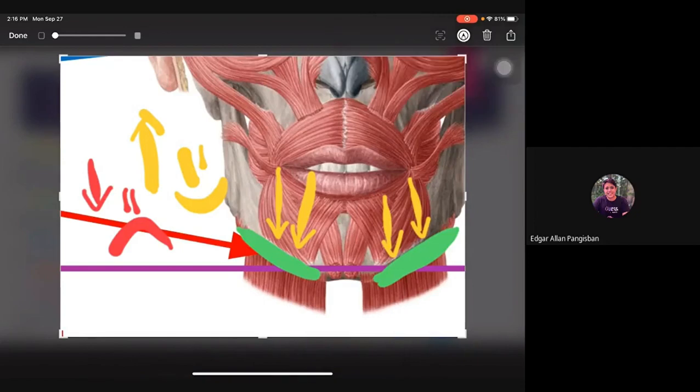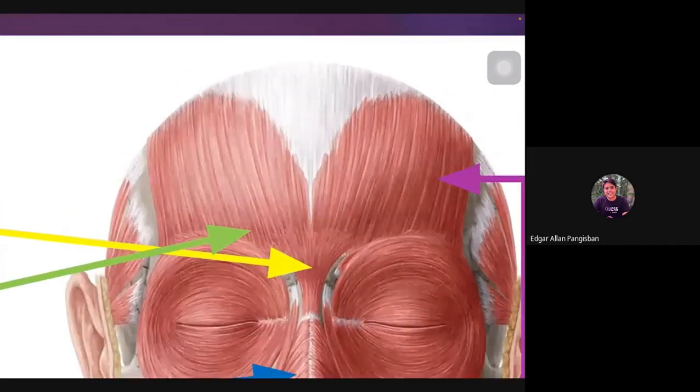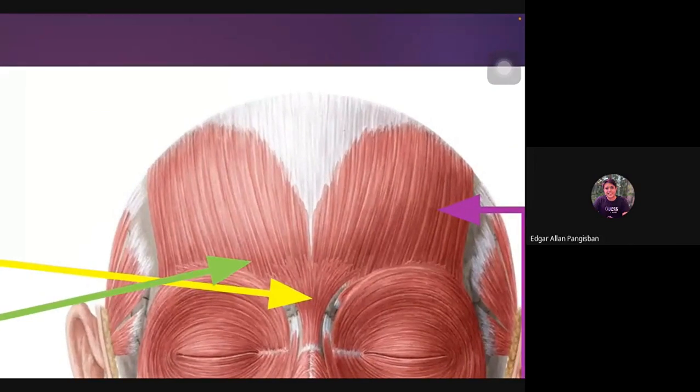Okay? And we also have your occipitofrontalis. Your occipitofrontalis is at the top. It is called occipito because it has a muscle all the way towards the back of our skull, nandun naka-attach. So this is a very large muscle. We have an occipital belly and we also have a frontal belly ng ating occipitofrontalis.